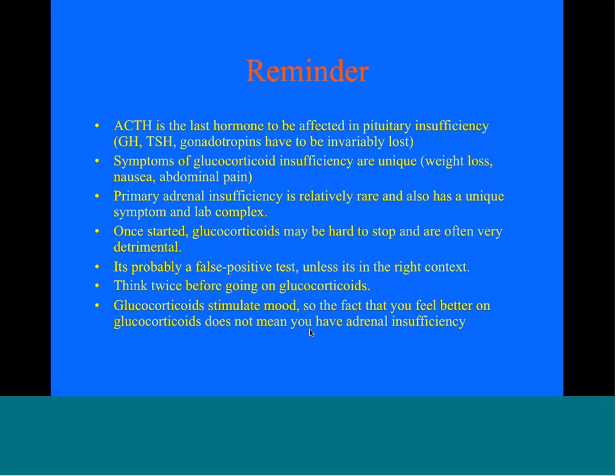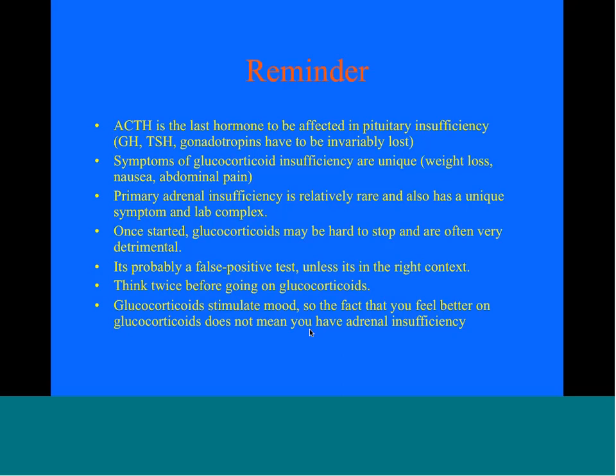Symptoms of glucocorticoid insufficiency are unique. They include weight gain, weight loss, nausea, abdominal pain, and therefore, if somebody doesn't have those symptoms, you should be cautious about interpreting these tests and putting somebody on glucocorticoids. Primary adrenal insufficiency is relatively rare and also has unique lab tests, including the high ACTH, high renin, low aldosterone, and low cortisol.